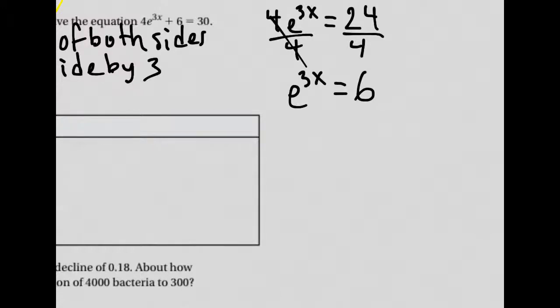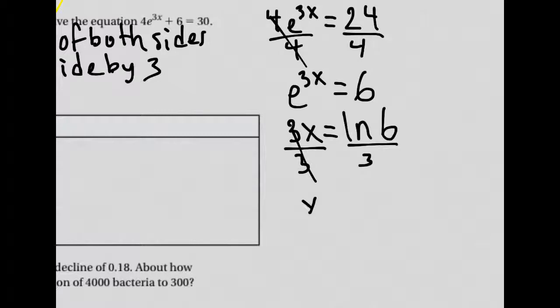Step 3 says take the natural log of both sides. When you take the natural log of the left side, ln and e cancel out, so you'll just have 3x equals ln of 6. And then finally, step 4 says to divide by 3. And so your final answer will be approximately 0.597. That's what the calculator says.